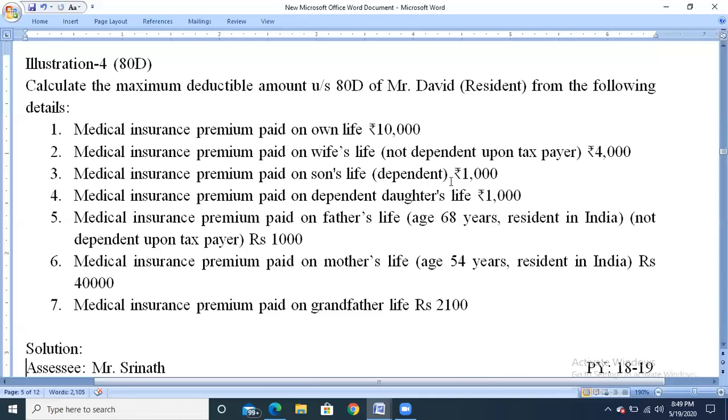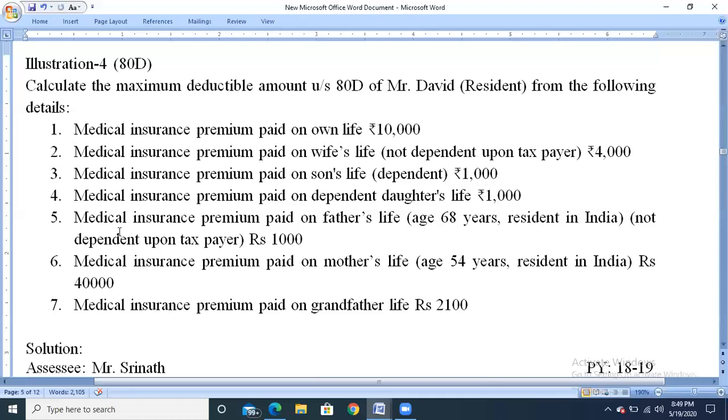Because he is dependent, it can be considered. And next, medical insurance premium paid on dependent daughter's life, rupees 1,000. Since she is a dependent daughter, it will also be considered. So total from the family members: 10,000, 4,000, 1,000 and 1,000.